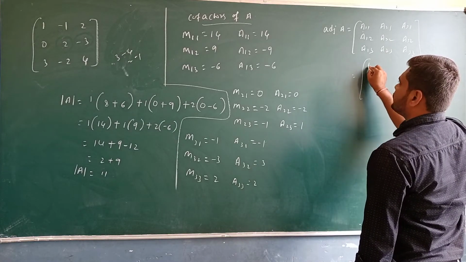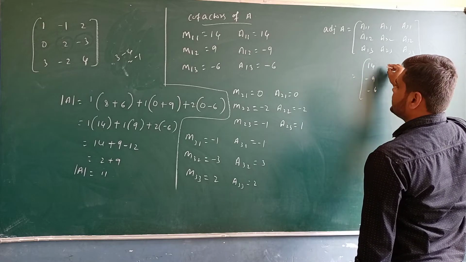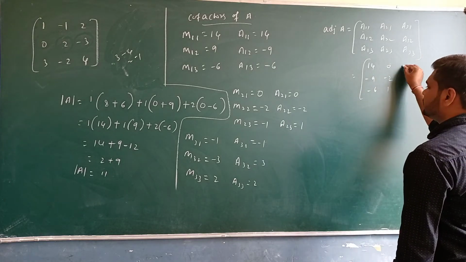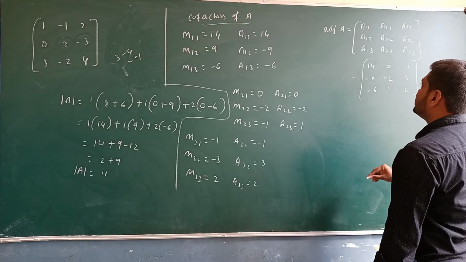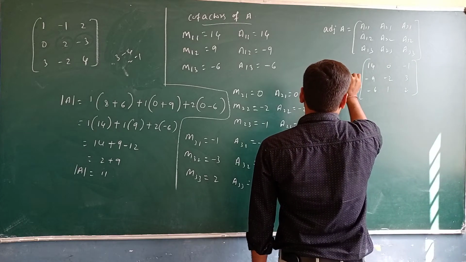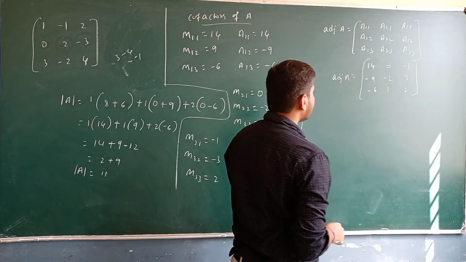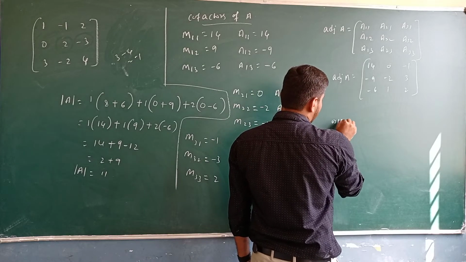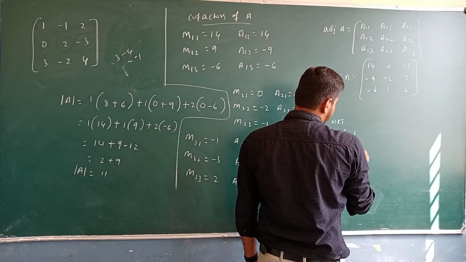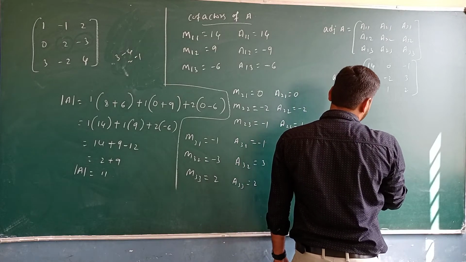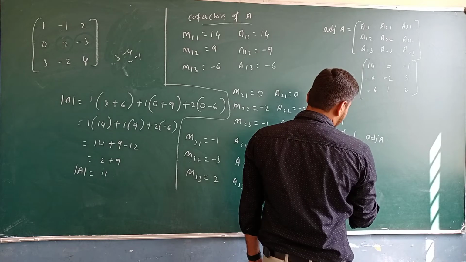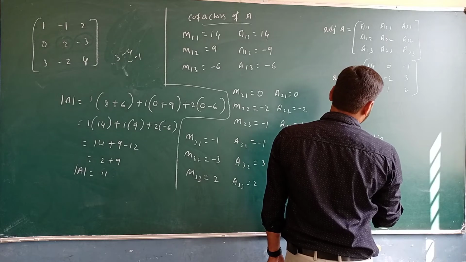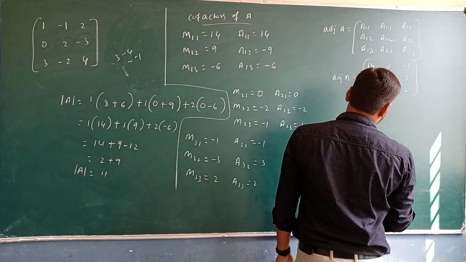So adjoint of A is equal to 14 minus 9 minus 6, 0 minus 2 1, then minus 1 3 2. So the resultant adjoint of A is equal to 14 0 minus 1, minus 9 minus 2 3, minus 6 1 2. Then we know that the required A inverse is equal to 1 divided by determinant of A into adjoint of A. This is 1 divided by 11, into adjoint of A, which is 14 0 minus 1, minus 9 minus 2 3, minus 6 1.